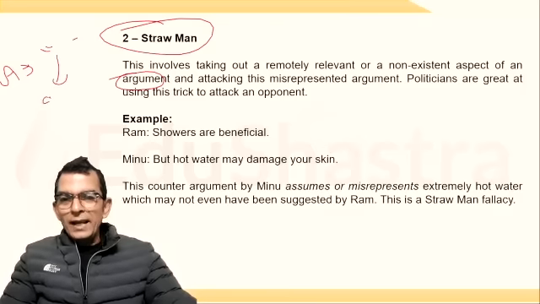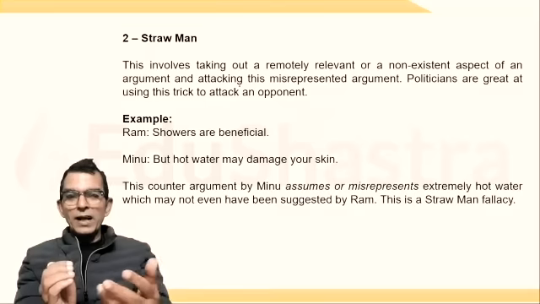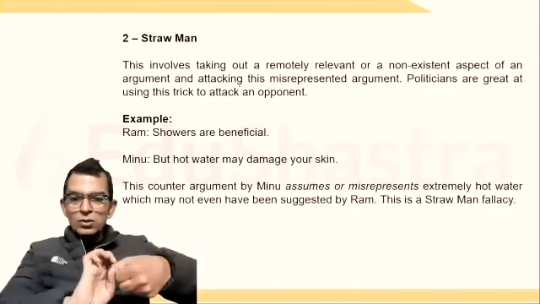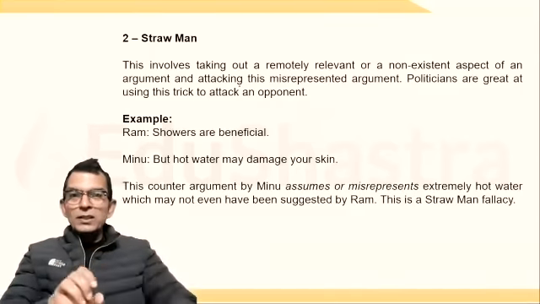Politicians are great at using this trick to attack an opponent. Just say, I said something. So suppose I'm making an argument. I first of all twist it. पहले मरोड़ देता हूं उसको. आपकी बात को पहले मरोड़ता हूं. ठीक है, ever so lightly. और उस मरोड़ी हुई बात को ही मैं चैलेंज करता हूं, न कि ओरिजिनल आर्गुमेंट को.